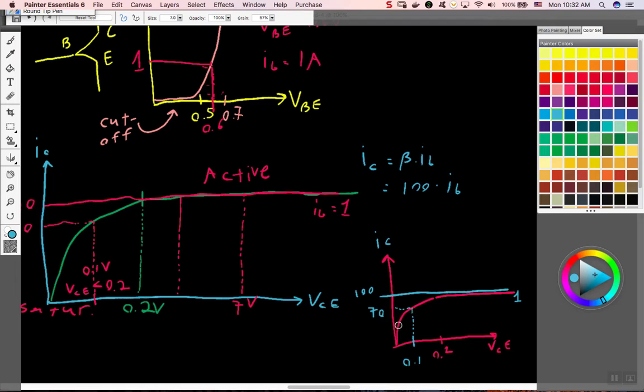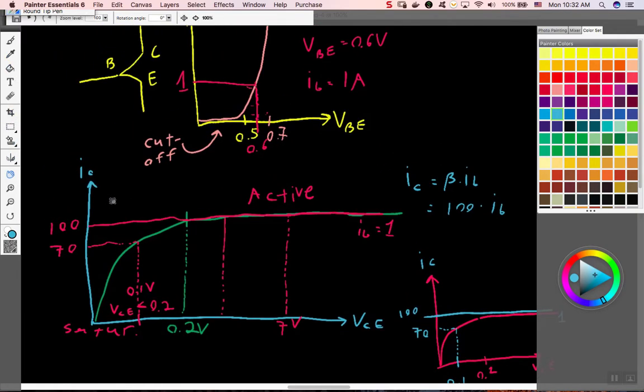And of course, when you decrease VCE, it's going to be lower and lower. Okay. And this is the case for one graph, for one particular value of IB. In this case, IB is equal to 1.